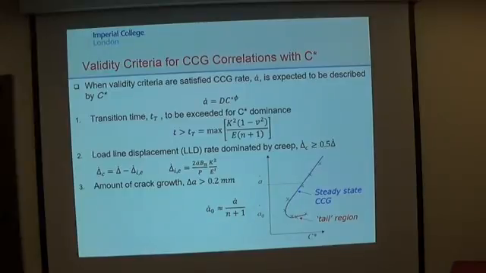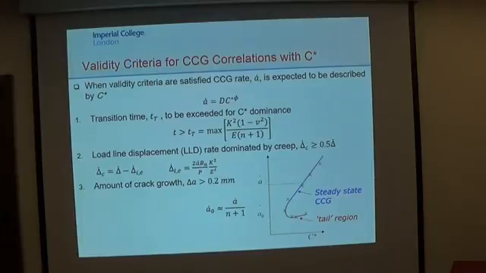First, you have to ensure that global steady-state creep conditions have developed ahead of the uncracked ligament. And for this, we look at the transition time, which we evaluate at different data points, assuming small-scale yielding and plane strain conditions. And we take the maximum of this, and when the transition time is exceeded, we can assume steady-state conditions. Secondly, we look at the load line displacement rate, which is dominated by creep. So for creep ductile behavior, we ensure that the creep load line displacement rate is at least half of the total load line displacement rate.